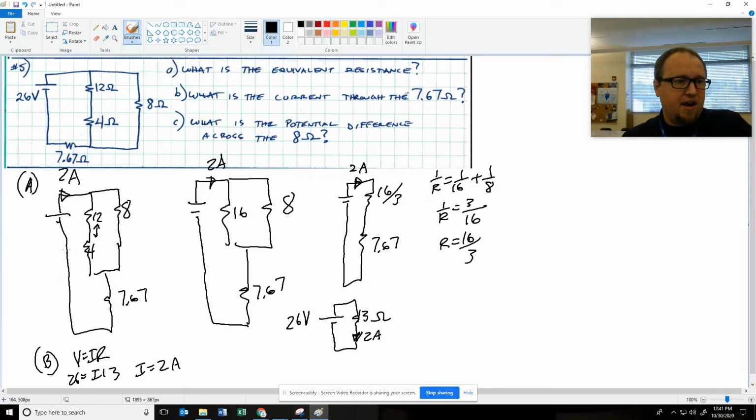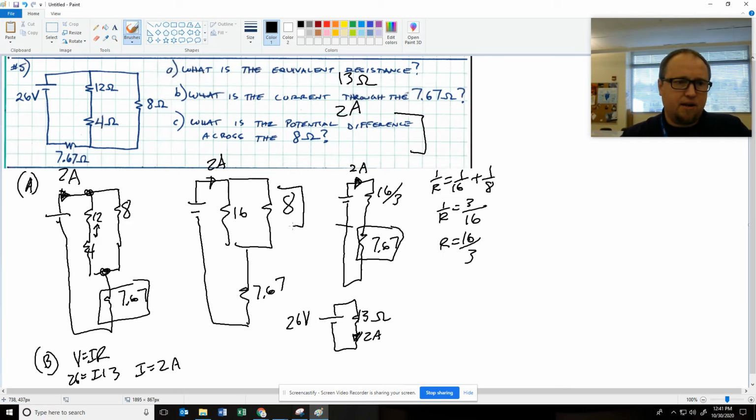Now, if I trace this, it splits, recombines, but how much is going through that? 2 amps. I could also see it here that it's going 2 amps through it because it just continues through it. So it's going to be 2 amps. So resistance 13. What's the potential across the 8 ohm resistor? So that's this guy right here.